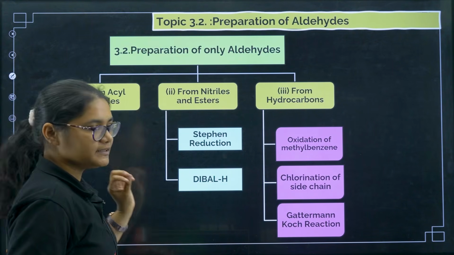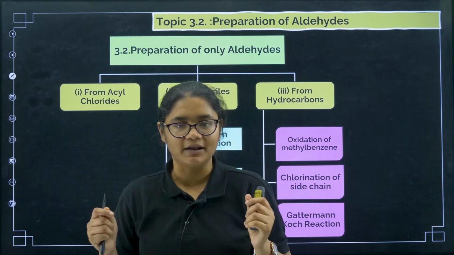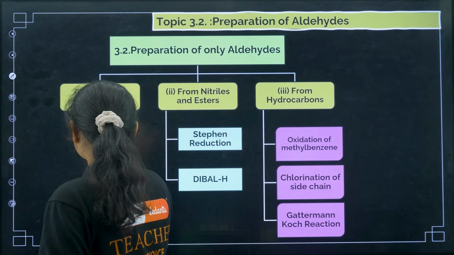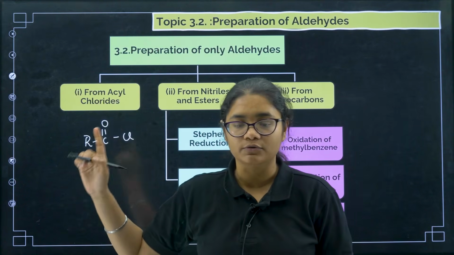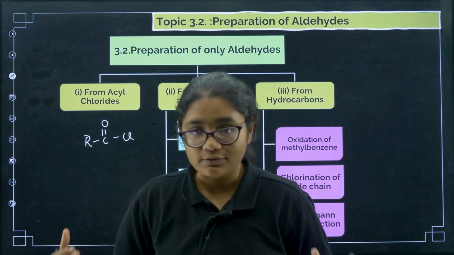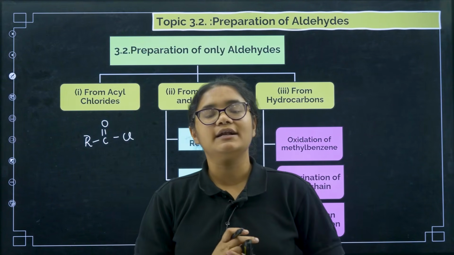So the first one is from acyl chlorides. Okay, from acyl chlorides, how can we prepare aldehydes? Means using our RCOCl. I want all of you to draw this flow chart. When you are revising, you should see this, then only you can revise better.